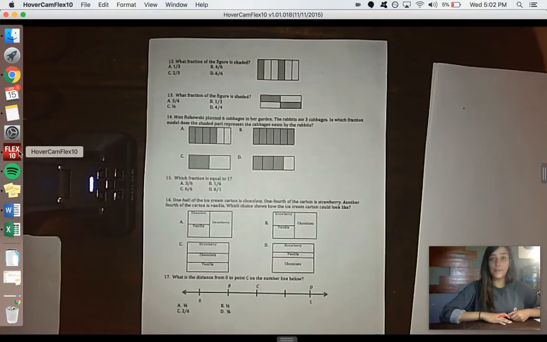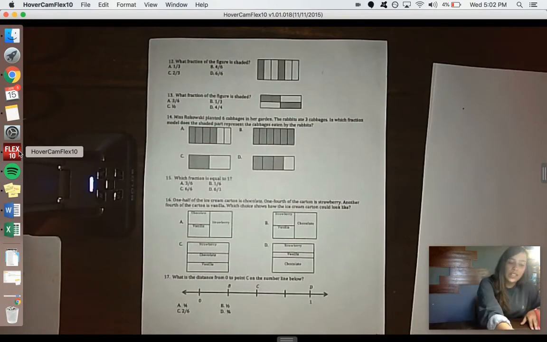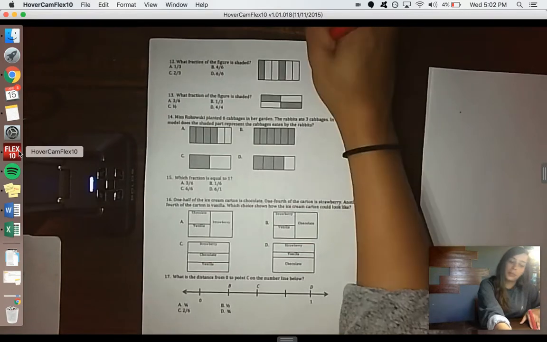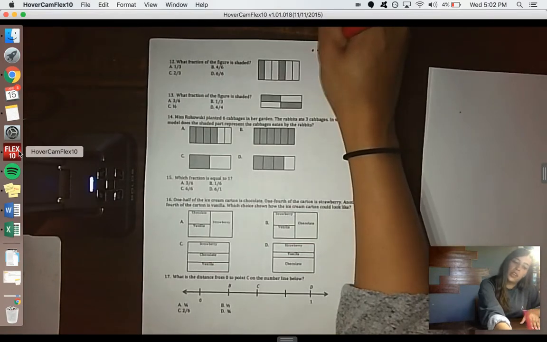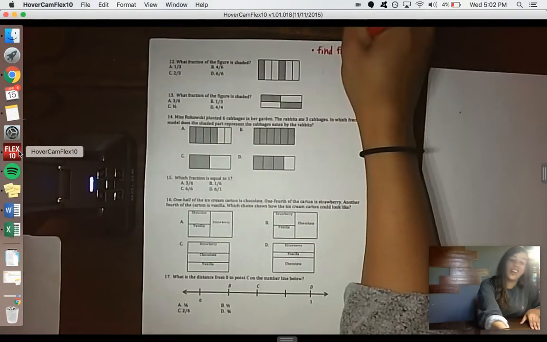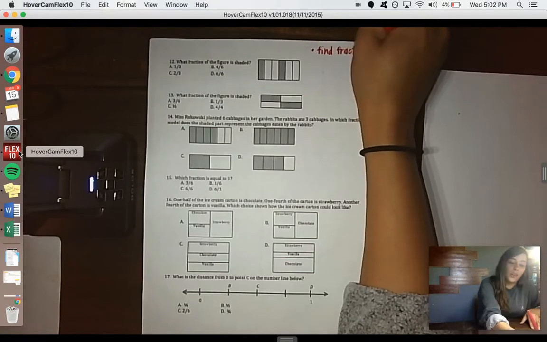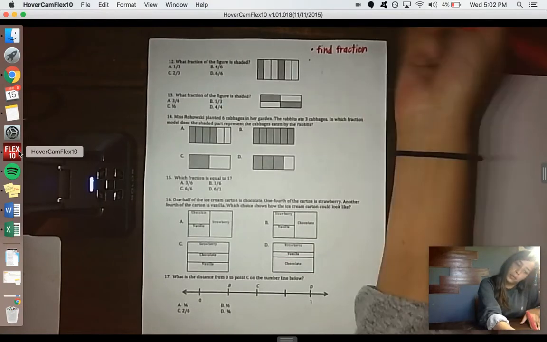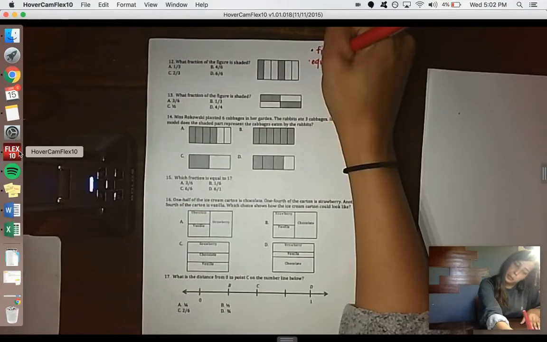Okay, let's keep going with number 12. This page is a little bit tricky because the first thing you're going to need to do is find the fraction. And then the second thing you're going to need to do is look for an equivalent or equal fraction.